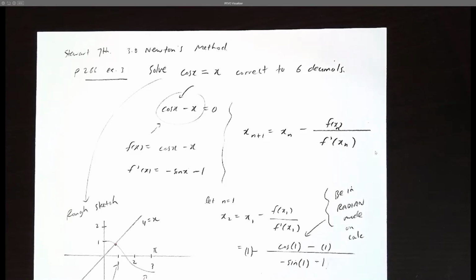So let's work on page 266, example 3. We're dealing with Newton's method. Let's solve this question.